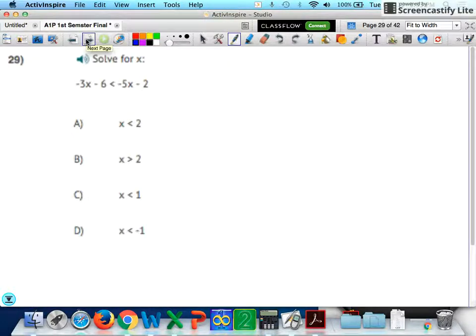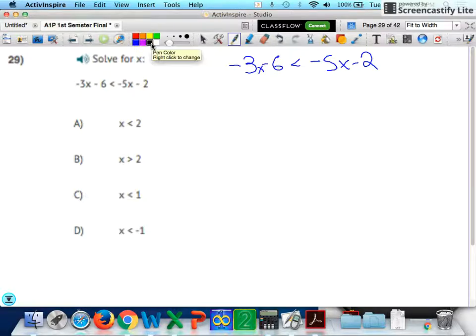Number 29, solve for x. Guys, don't need to be missing this one, okay? We've done a bunch of these throughout the year. Now, I notice that's an inequality symbol in the middle, not an equal sign, so I've got to watch out for that. First things first, probably should write the equation down correctly.